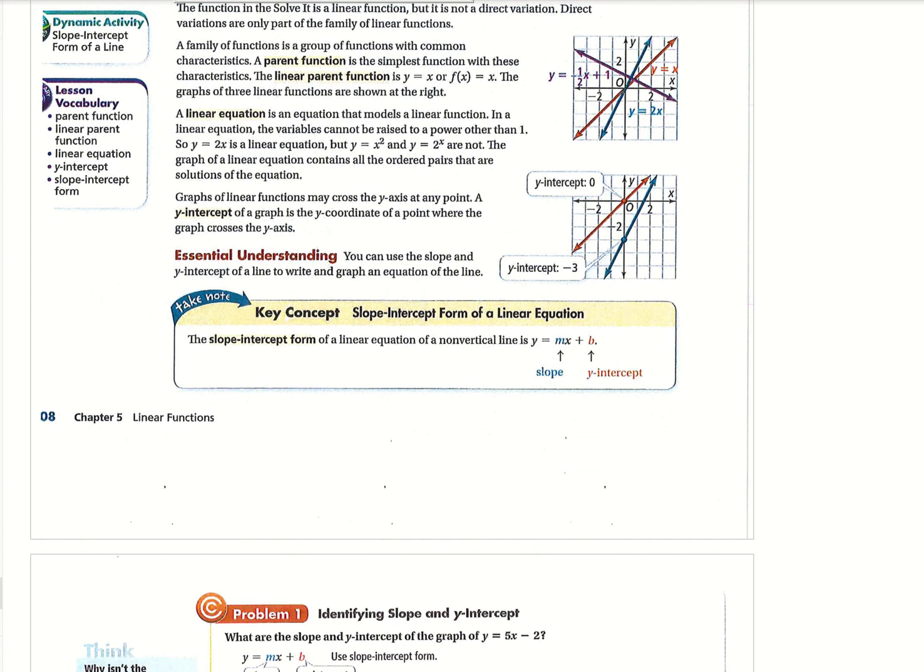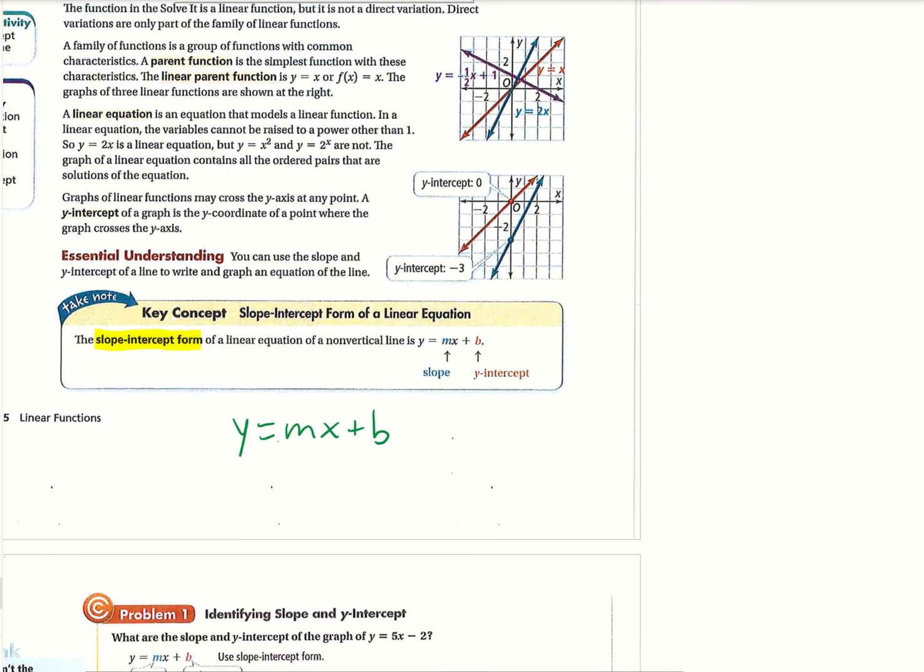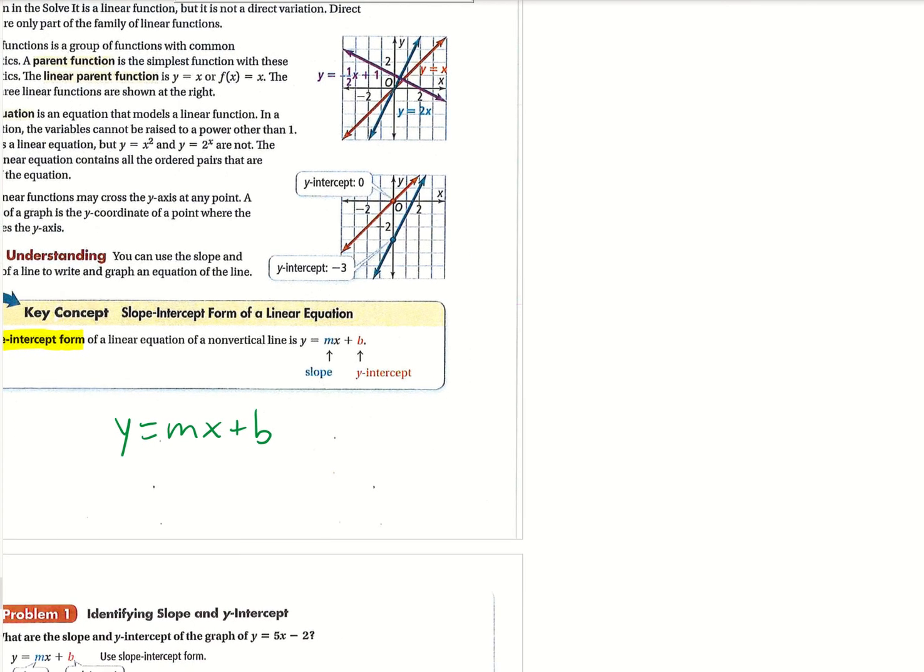All right, so our key idea here is the slope-intercept form of a linear equation. This is of a non-vertical line, and that is also a function. So it's a straight line. It's always going to be linear, which I guess we already have written there. But the important thing here is slope-intercept form is y equals mx plus b. And this is kind of adding on to what we did with direct variation.